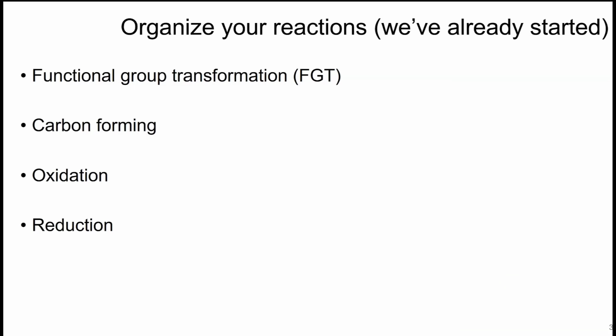This is something that we've already started, but you want to organize your reactions. If you can remember what type of reaction is happening, it will be easier to access that information when you need to do synthesis problems. So we have the 4 different types of reactions. There's functional group transformation, where one functional group is converted to another one. We have the category where it's carbon bond forming, and here we're forming a new bond to carbon.